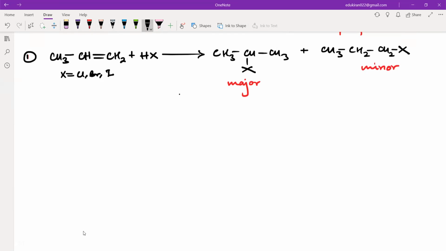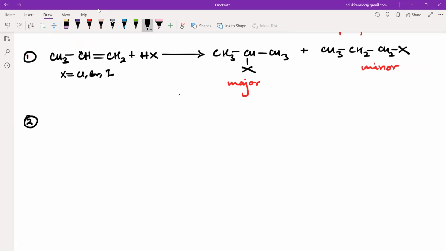So, more substituted carbon atom. When we have an alkene, this alkene is attached to one carbon atom, and this alkene is attached to 0 carbon atoms. So the carbon that is attached to more carbon atoms is going to get bromine.